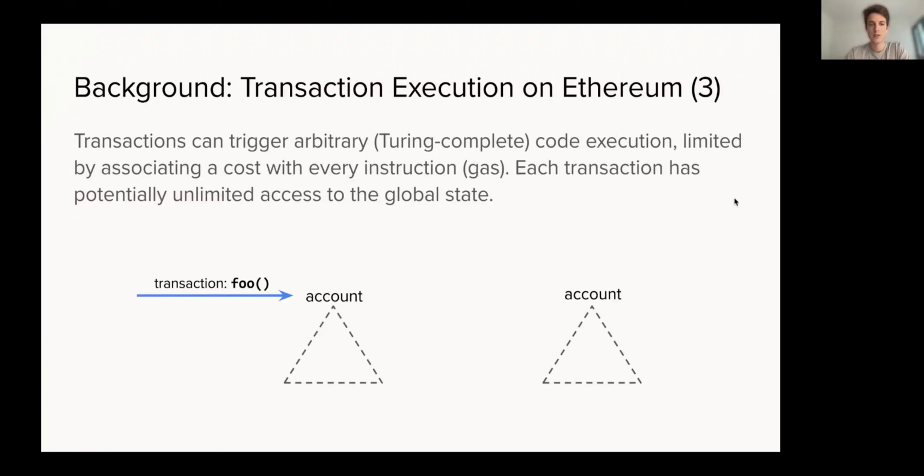When we execute smart contracts, the execution is triggered by a smart contract transaction, and it can execute arbitrary code. It's only limited by the cost associated with every instruction, called gas. Each transaction could theoretically access any part of the global state. For instance, in this example, we trigger the foo function on an account, and it will trigger a write to the smart contract's own storage. However, it could also trigger a smart contract call to another contract, so it could also modify the other storage. So what we are really talking about here is a global shared state that transactions can read and write.